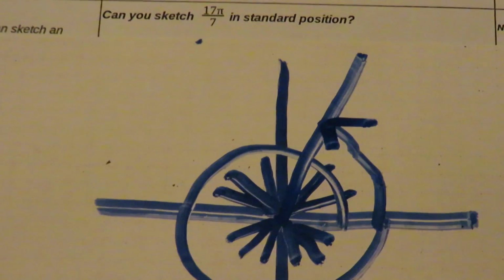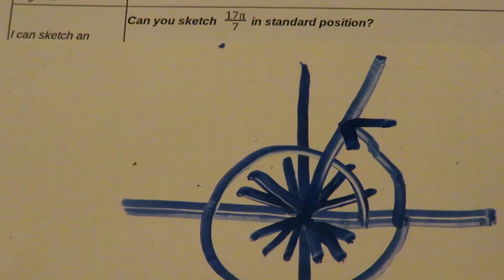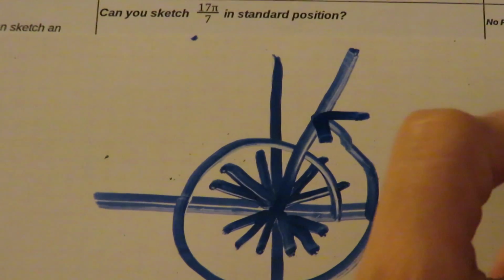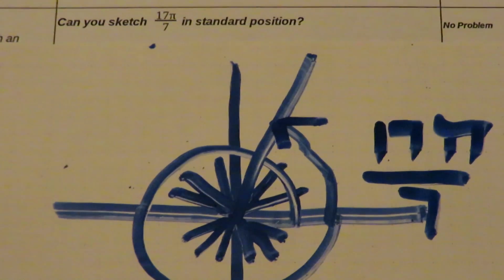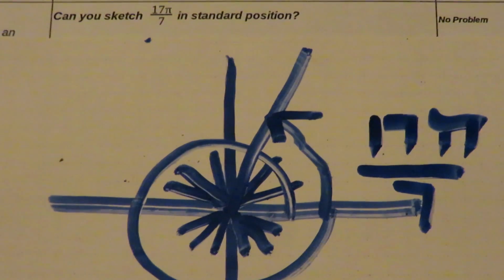And remember, if you're in standard position, you need an arrow, and you also need to make sure that you label it. Okay, so that's how you sketch 17 pi over 7 in standard position.